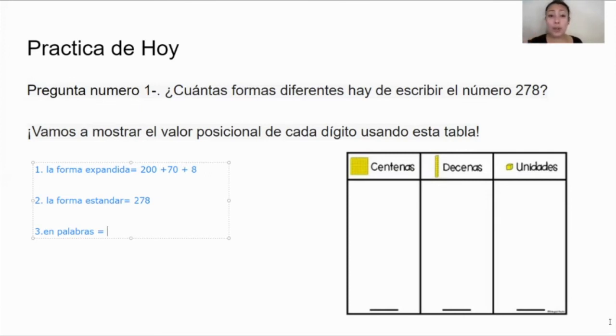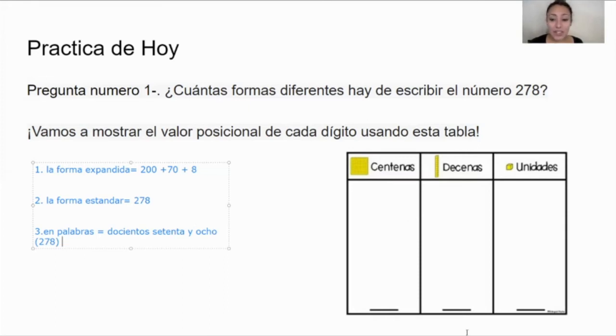Estoy pensando, ¿cómo lo puedo escribir en forma de palabras? Empiezo con la parte más grande, 200. Muevo al próximo. Y mis unidades, 8. Al lado puedo poner el número en forma estándar también. Son lo mismo, solo están representados de dos diferentes maneras.